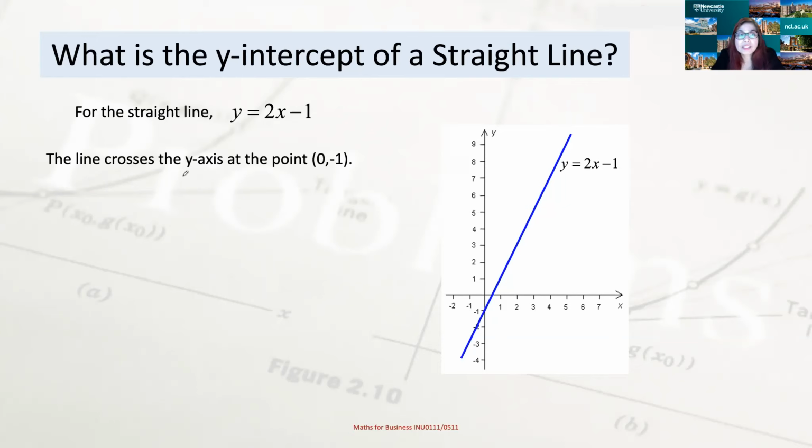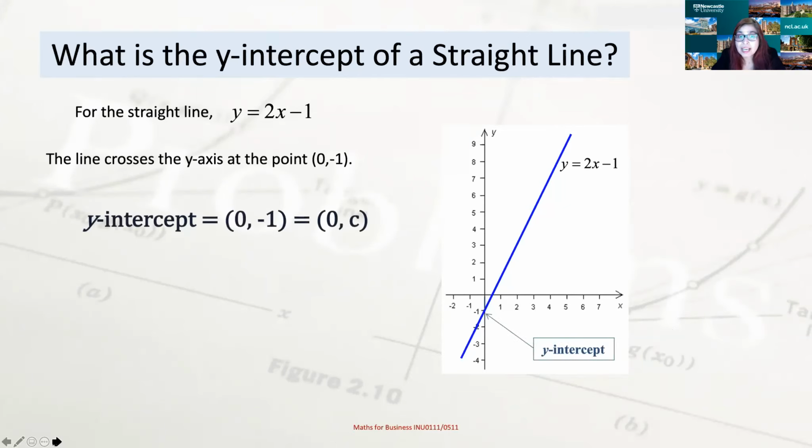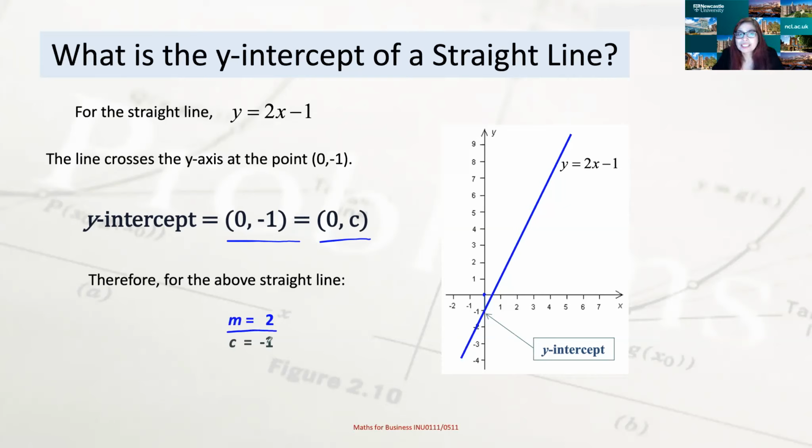Okay, the line crosses the y-axis at the point 0, -1. Can you see this? That is our y-intercept. And the coordinate for that point is given by 0, C. Okay, guys, please be careful. The coordinate is 0, C, and C is the distance from the origin. Okay, let's move on now.